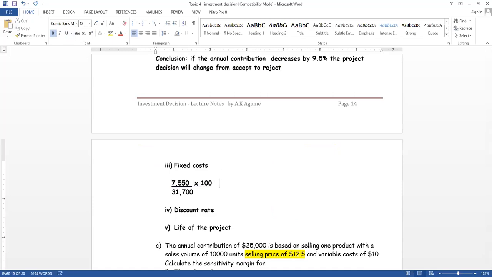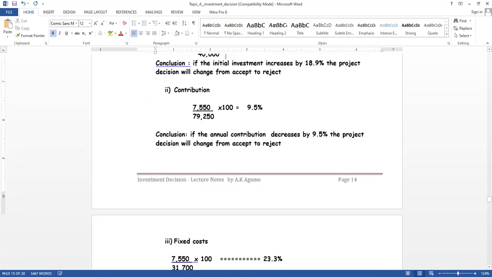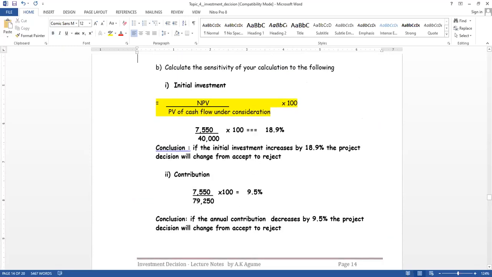So what do you have? What is the sensitivity? 23.8. So you see, this one is a little bit high. So now, in other words, if I look at the parameters that I've already considered, I can see that the variable that is more sensitive now is contribution.